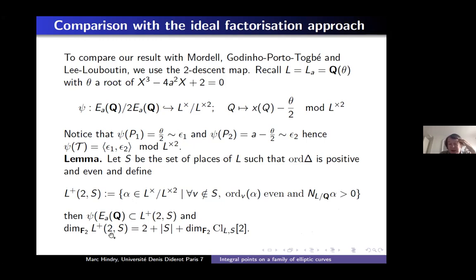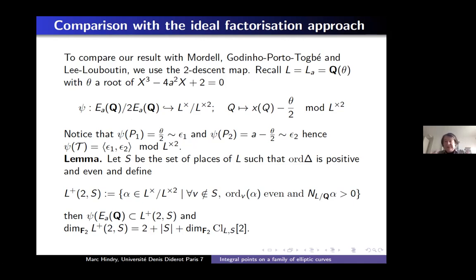And we can actually compute its cardinality. Essentially, you have a 2 that comes from the units, you have the number of places of S, and you have also the 2 part of the idele class group. It's even the idele class group of the S integers, but I will forget the S afterwards. So the main point is that the image of E modulo 2E is inside this finite group.